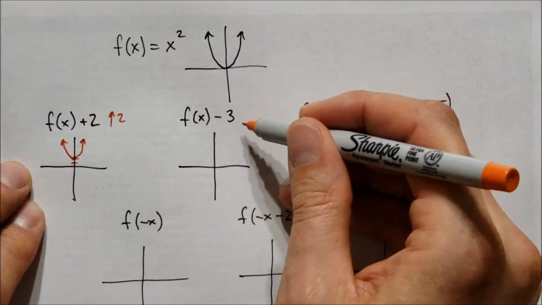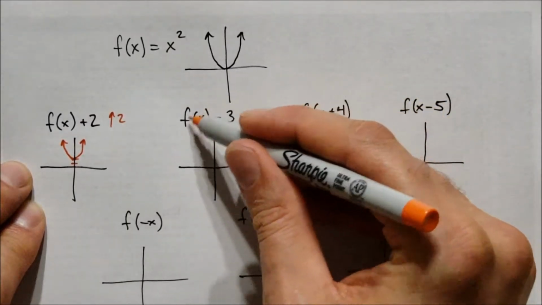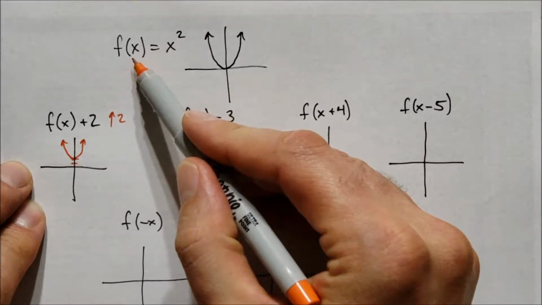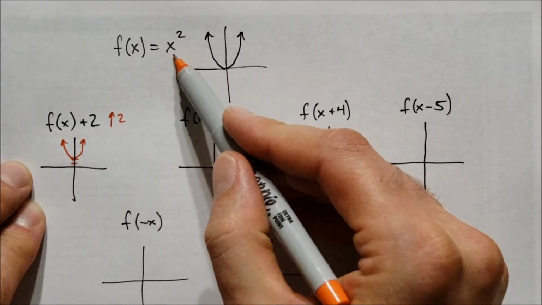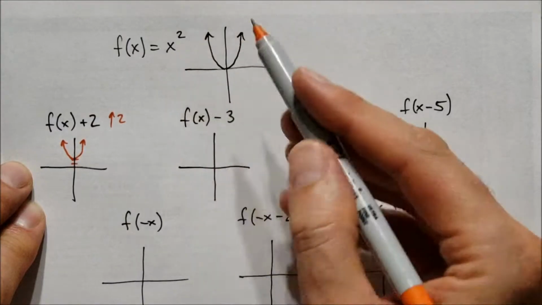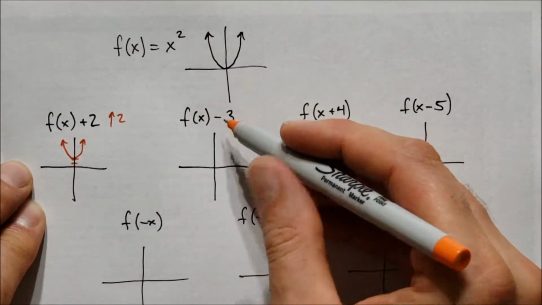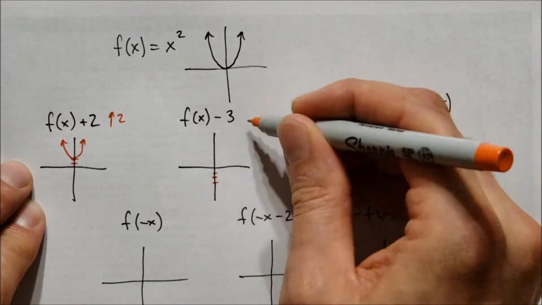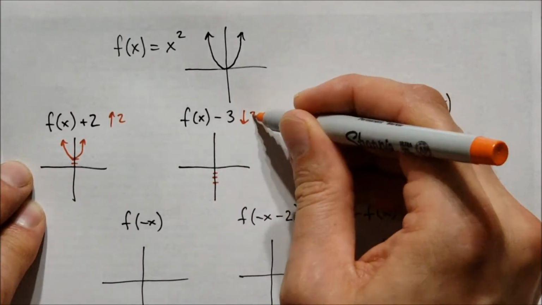F of x minus 3. We're going to take all the y values without any change to them. This is our parent function. We're taking all the y values, these are the x values that we put into it, and we're going to subtract 3 from all of them. So it means everything is going to be shifted down 3 because we're subtracting 3 from all of them.